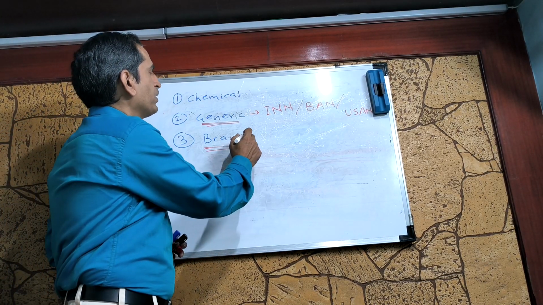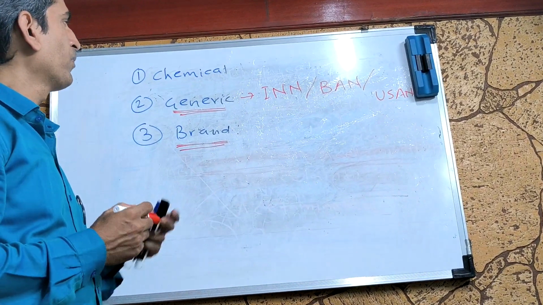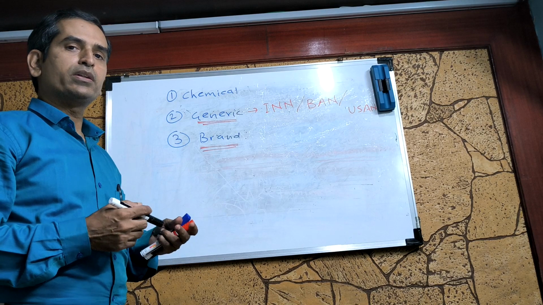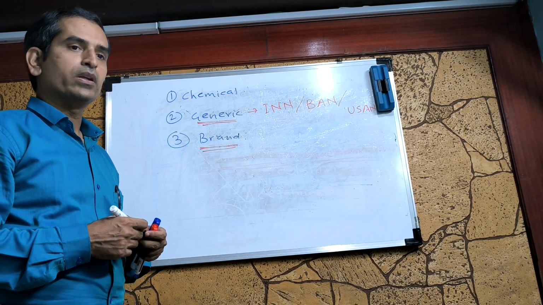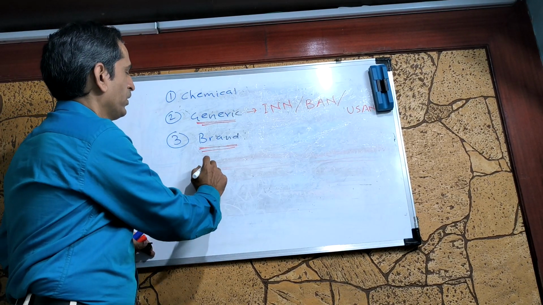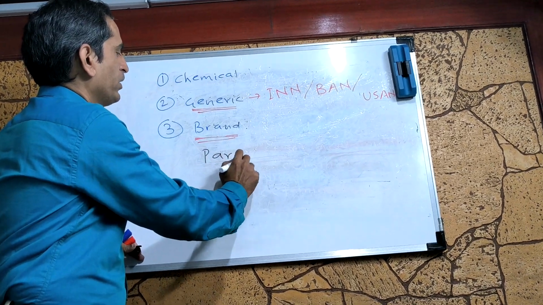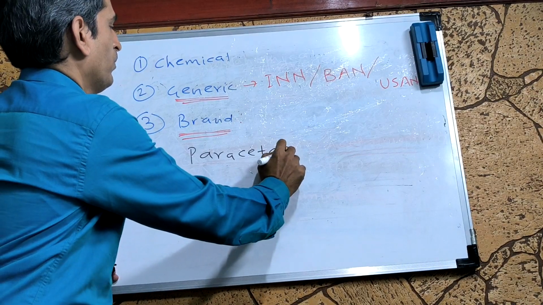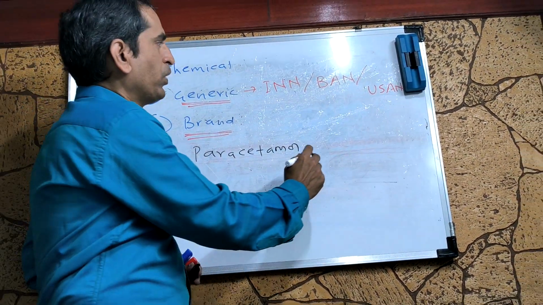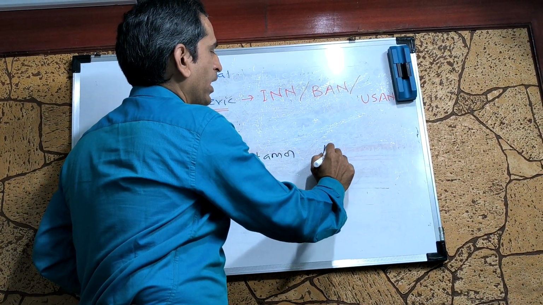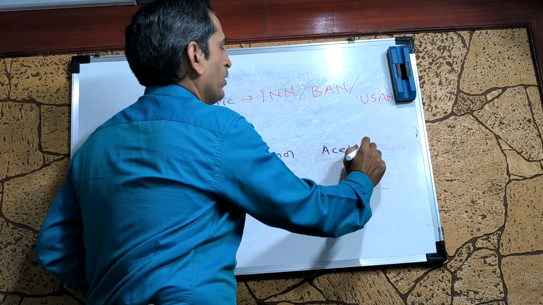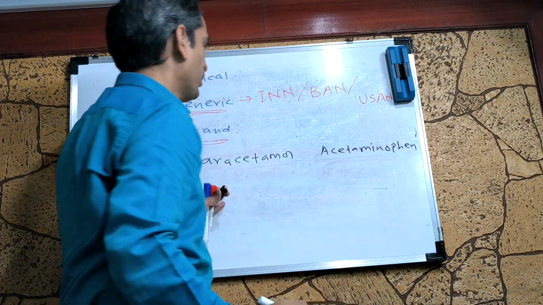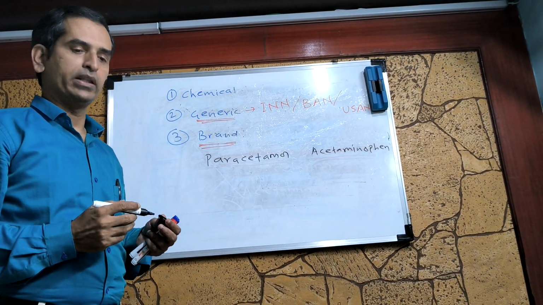Now some examples to understand the concept of chemical name, generic name, and brand name. One of the commonest drugs is paracetamol. Let us discuss paracetamol. Paracetamol is also called acetaminophen. So paracetamol and acetaminophen, both are the same.